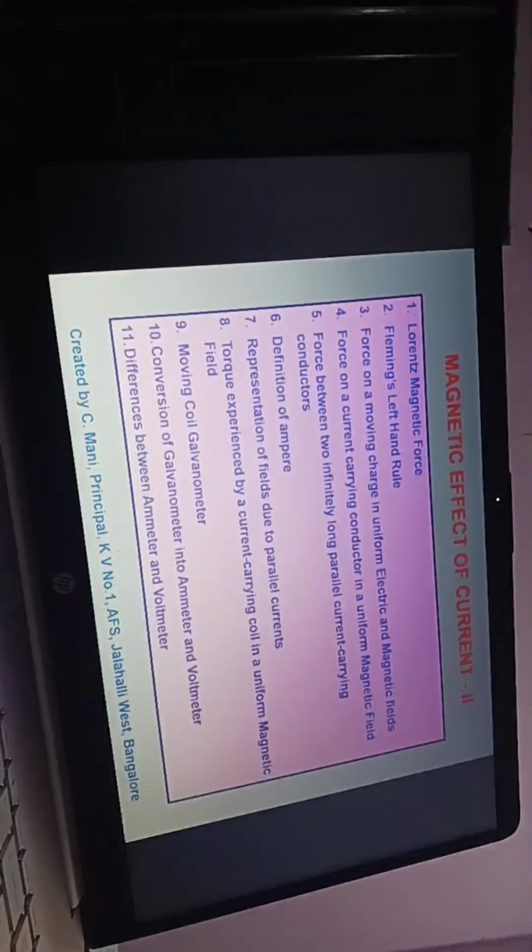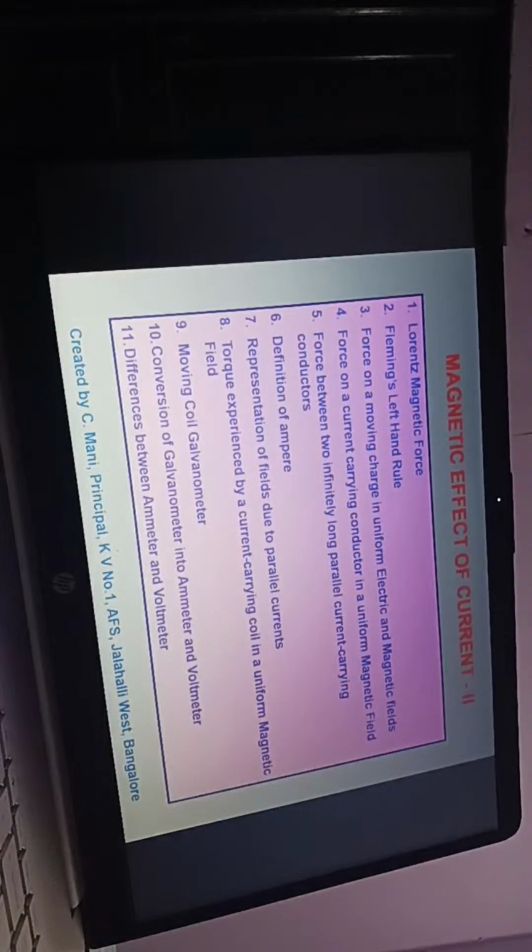So 1 ampere is that current when it is flowing through two parallel infinitely long current carrying conductors kept at a distance of 1 meter, then the force experienced per unit length is equal to 2 into 10 to the power of minus 7 Newton per meter. If you tell that, it is fine. Okay, you can try once again.